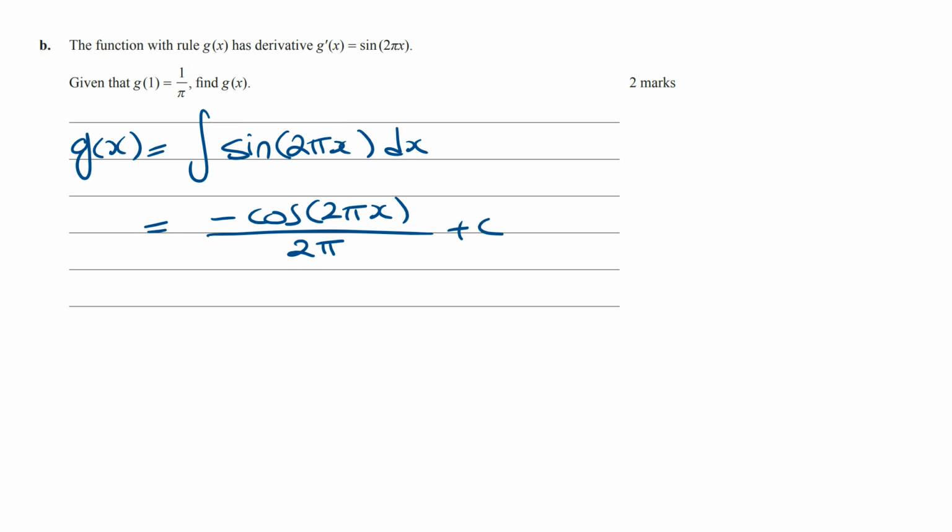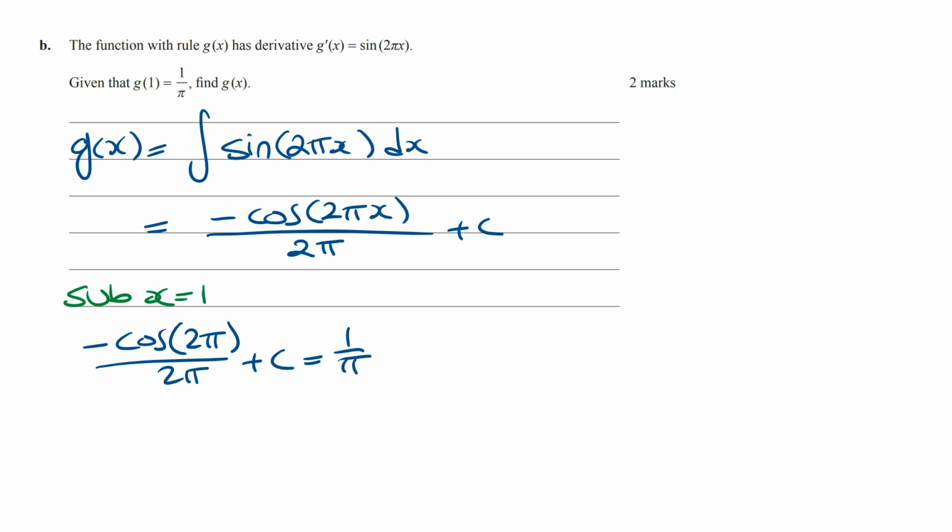Given that g of 1 is equal to 1 on pi, this means if we sub in x is equal to 1 into g of x, this is going to equal 1 on pi, and so minus cos of 2 pi times 1, which is just 2 pi, over 2 pi plus c, is going to equal 1 on pi.